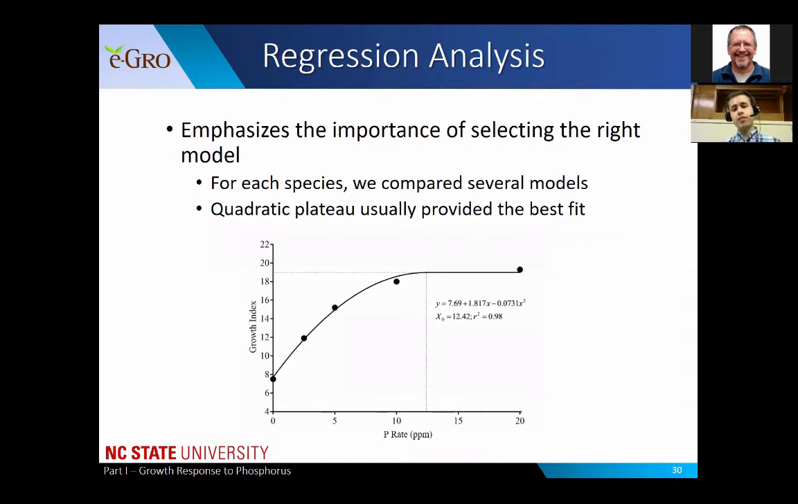And so for each species, we compared several different models, and it turned out that the quadratic plateau model usually provided the best fit. So again, the quadratic plateau model is like the one that you see at the bottom of the screen here, where it has a very steep increase at first up to a point where it then plateaus. And where it plateaus, you can use that to figure out where maximum growth was achieved.